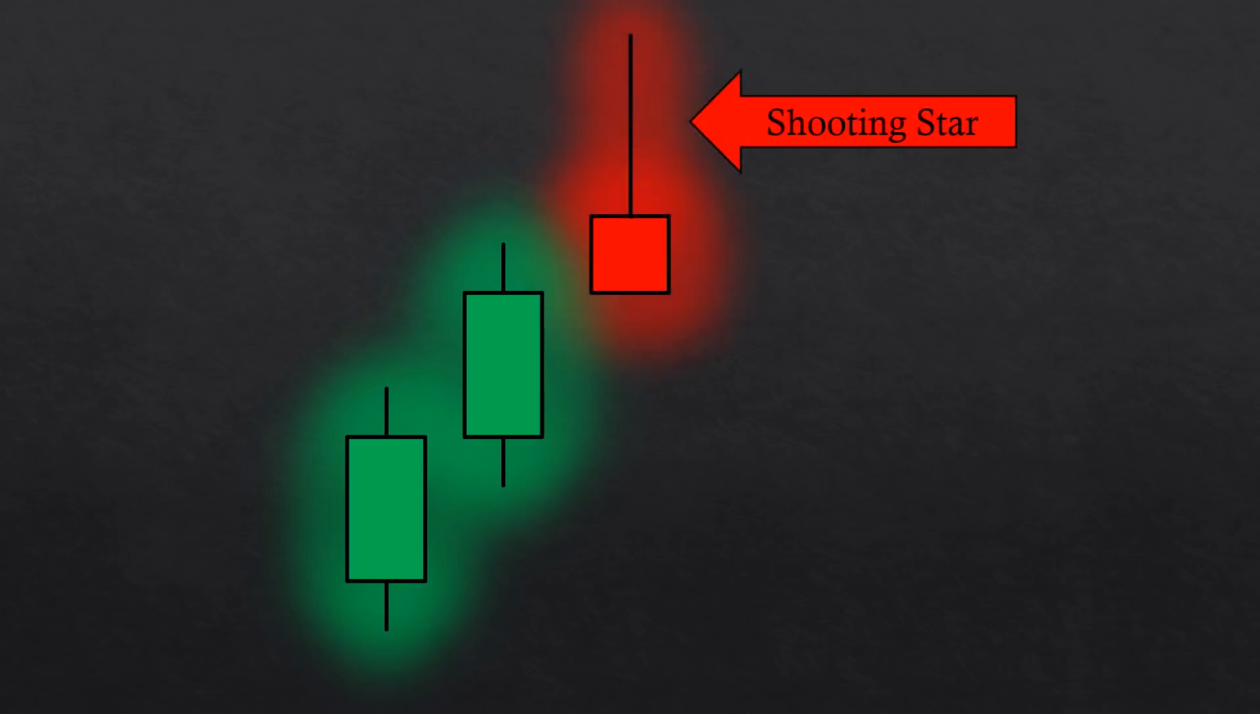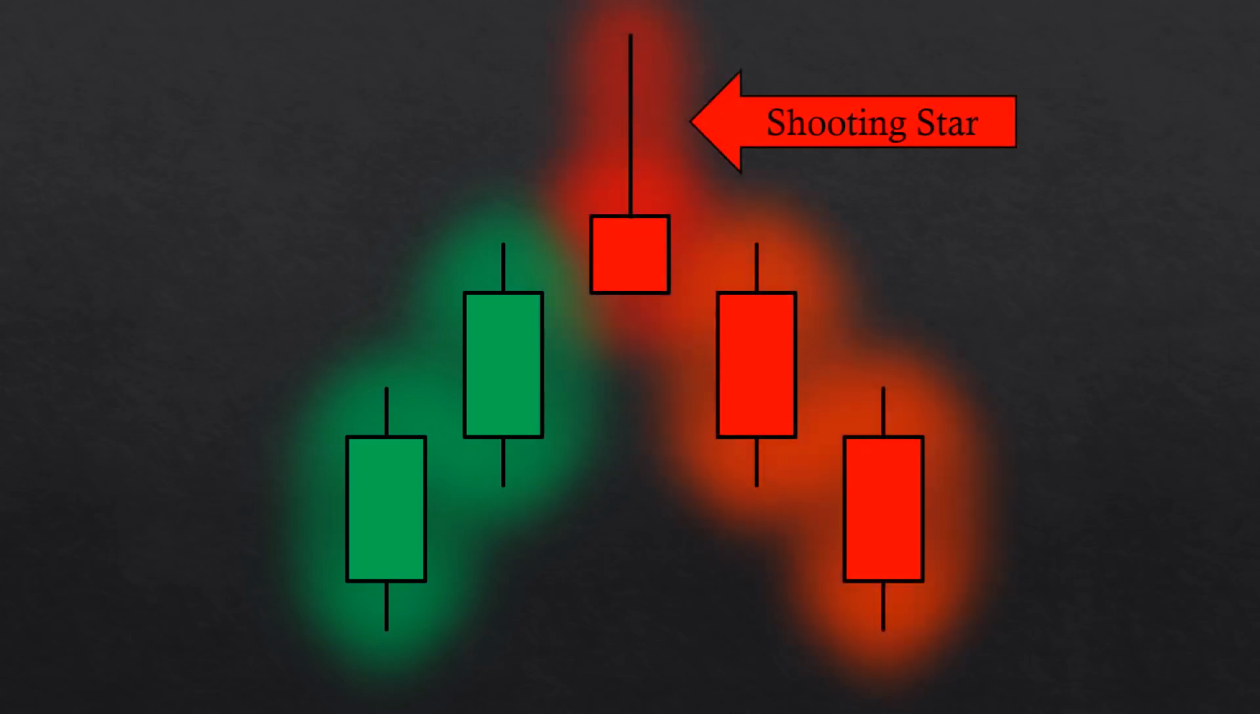The way a shooting star works is that price will be going up, and then after the shooting star appears, it will start to go down. Let's remember once again that this is just a signal. There's absolutely nothing that stops price from continuing going up after a shooting star pattern, just like with any other pattern.